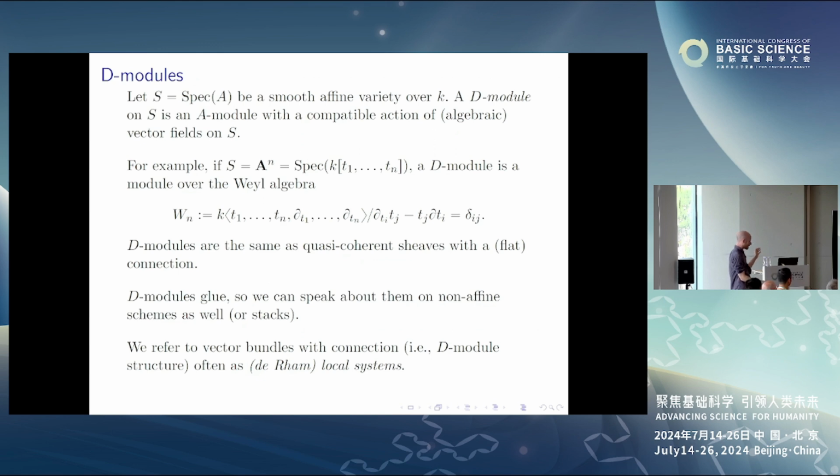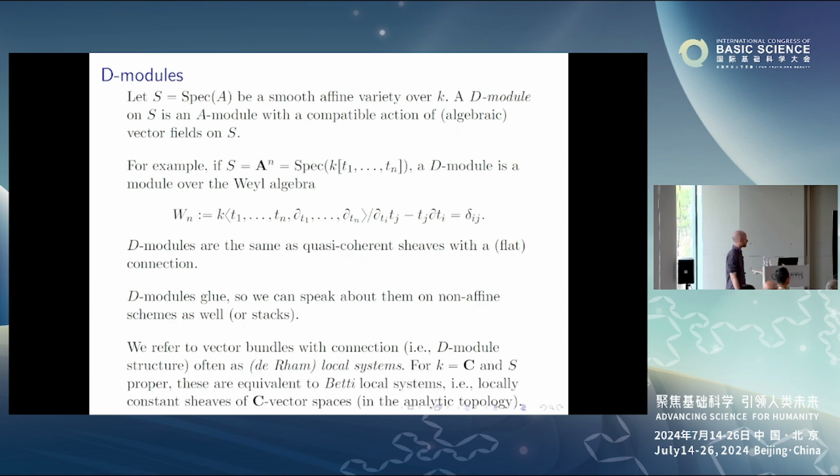When you say local system, most of the time, if you've seen this phrase before, it means a locally constant sheaf of vector spaces on a manifold. And in good situations, those are the same as vector bundles with flat connection. For people who work with D modules all the time, it's convenient just to call vector bundles with connection local systems. So it's a little bit of an abuse of terminology, but the alternatives are worse.